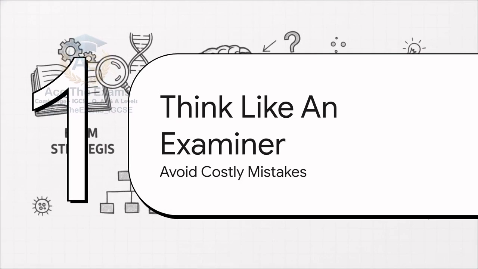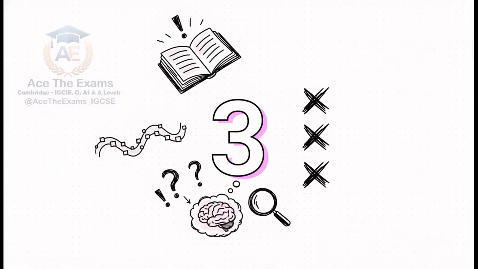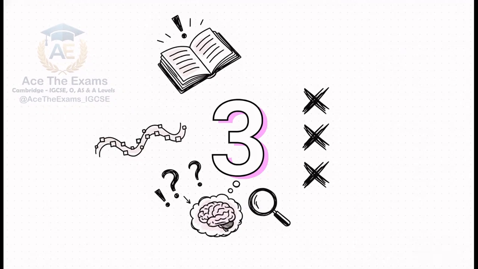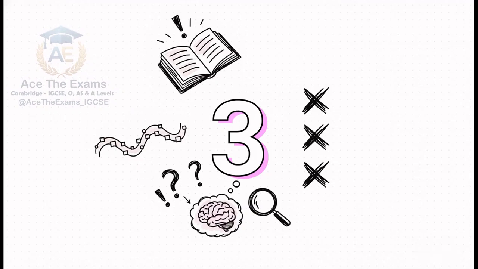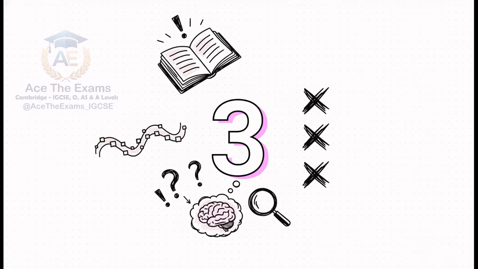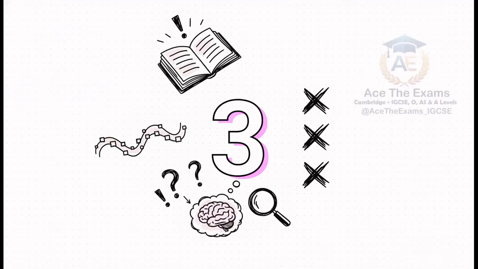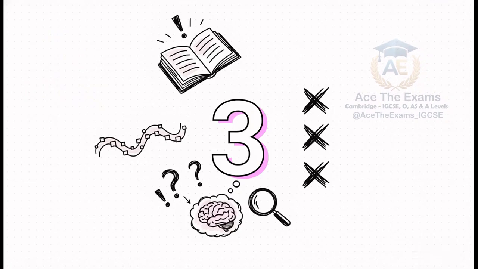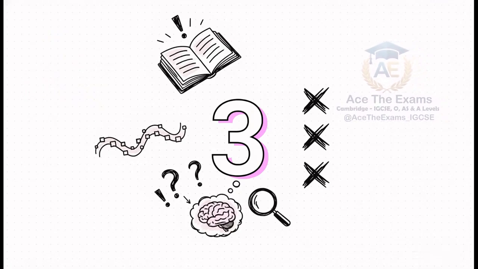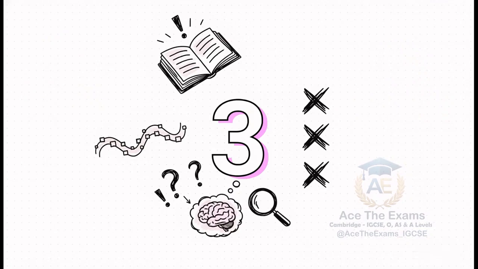Section 2. Think like an examiner. Avoid costly mistakes. To really master this strategy, we've got to actively evaluate information exactly the way a Cambridge examiner does. By digging into the principal examiner reports specifically for 6.1 messenger RNA structure, we found the top 3 most costly recurring mistakes that candidates just keep making, year after year.